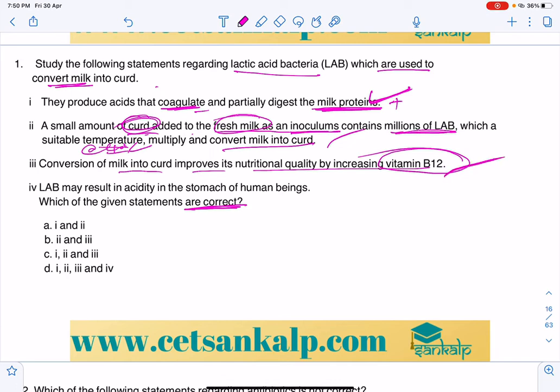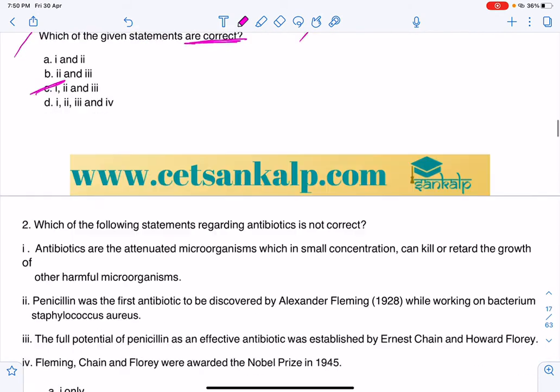So correct. So whenever you notice, LAB may result in acidity in the stomach. No, this is wrong. So the answer for that: first one is correct, second is correct, third is correct, this is wrong. 1, 2, 3. So C is the answer.